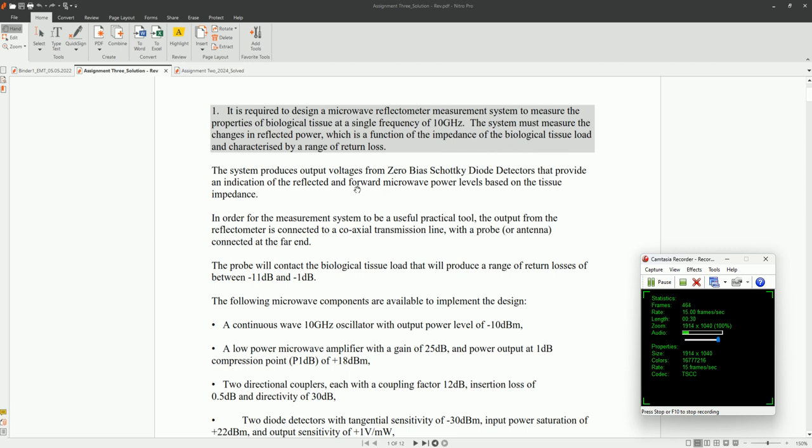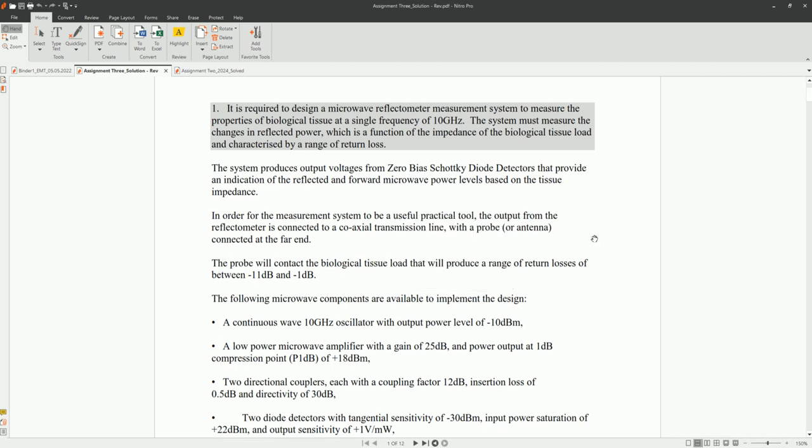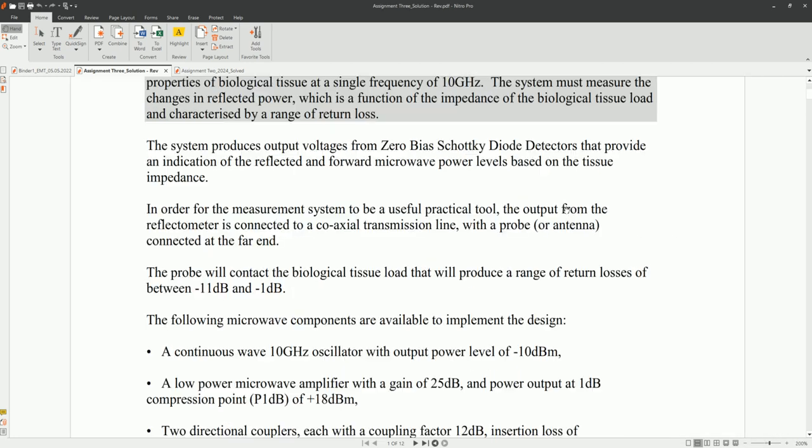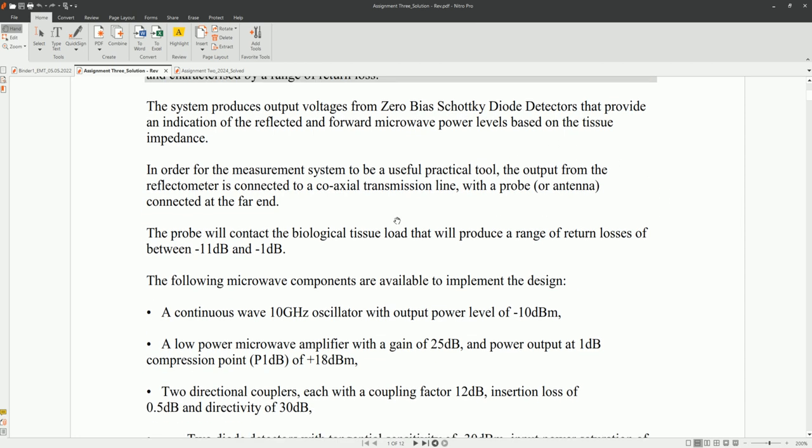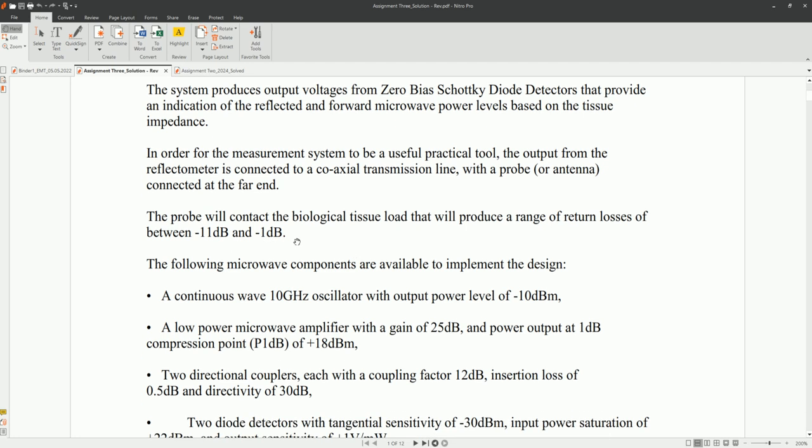Okay, so the system produces output voltages from zero bias Schottky diode detectors that provide an indication of the reflected wave and forward microwave power levels based on the tissue. The probe will contact the biological tissue load that will produce a range of return loss. This return loss will be produced by the tissue, and we will be doing our calculations for both of these.